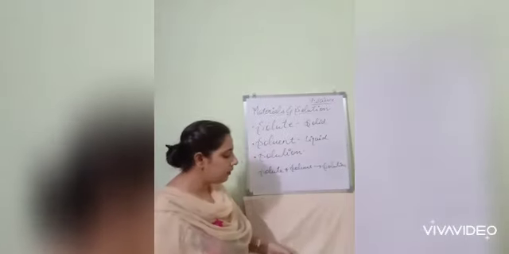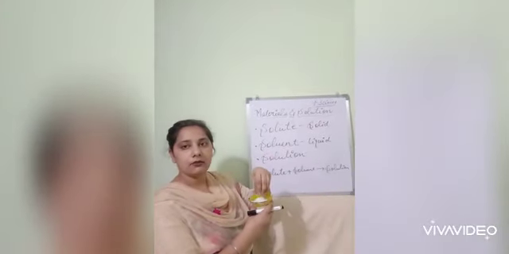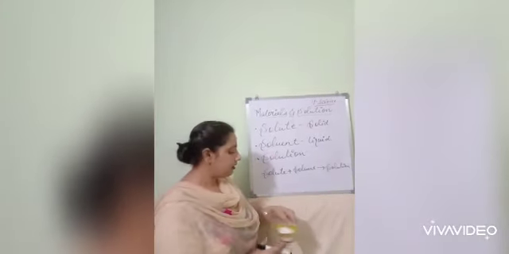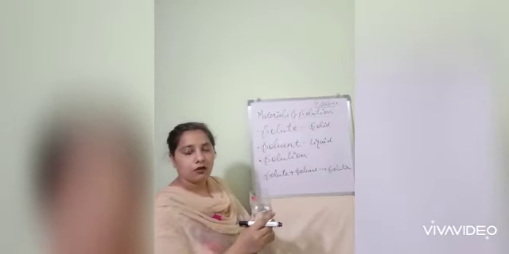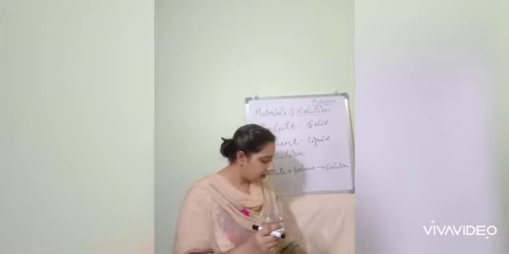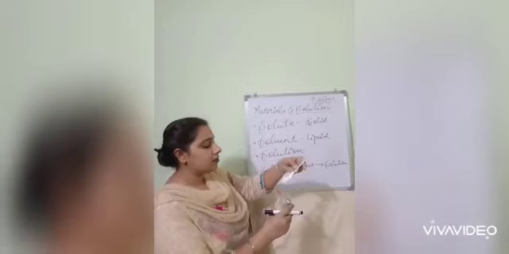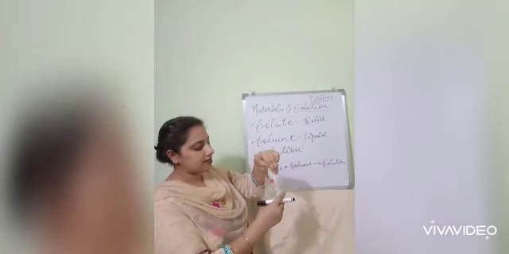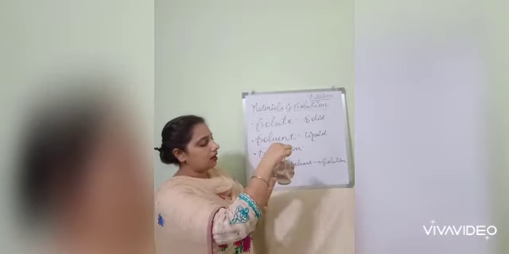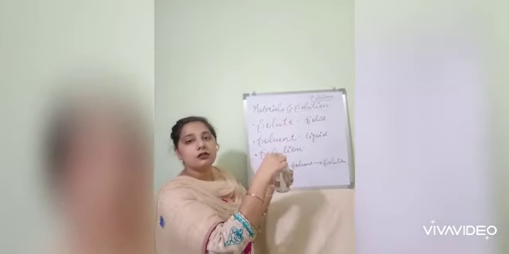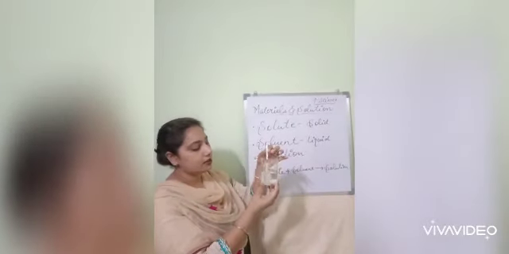For example, as solute, I have sugar. And for solvent, I have a glass of water. For demonstration, now I prepare a sugar solution. When I add sugar to water, after stirring, this water becomes what? A solution. That is a sugar solution.